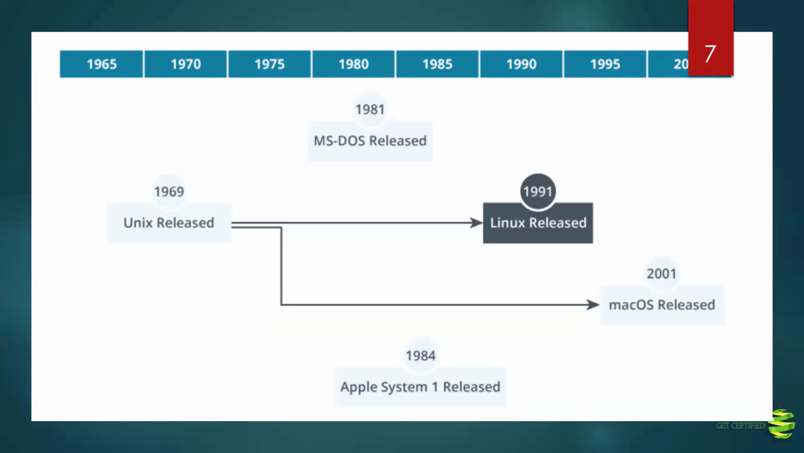And Mac OS was actually based on BSD, which is another form of Linux, but it's a different kernel basically. So it's not the Linux kernel. So you can say another form of Unix, sorry, not another form of Linux. So Mac OS is also based on a Unix kind of operating system, which came in 2001, right?